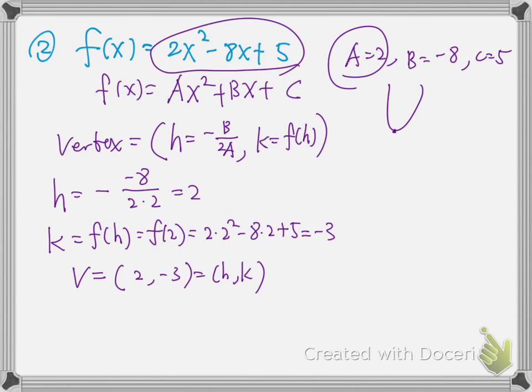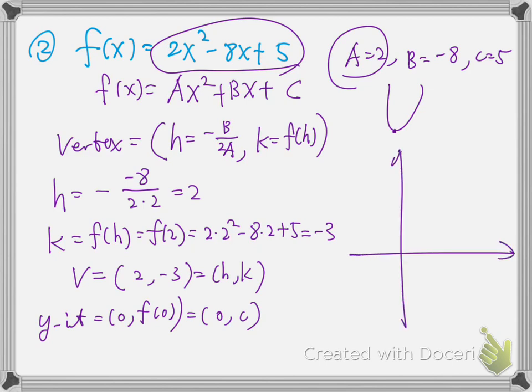Now given in this standard form, the y-intercept is easier. The y-intercept is just (0, f of 0), which is (0, c) for this standard form. The first one I call vertex form. This one is called standard form. Standard form gives you a, b, c. The quadratic formula is also based on this standard form, right? Okay, so now let's draw the graph.